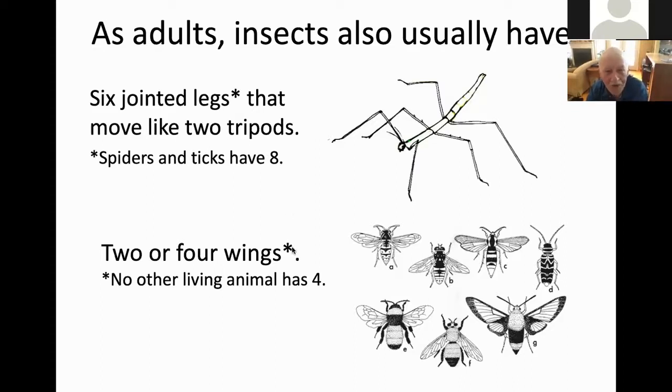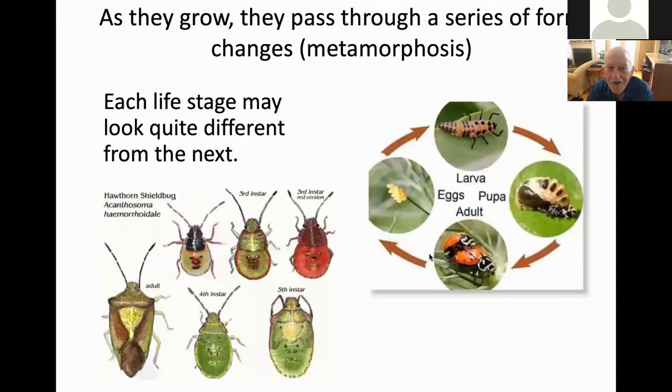But more commonly, they fly. And insects can have typically 4 wings, but one group, the flies, this right here, have only 2 wings. But no other living group of animals has 4 wings. I mean, bats have 2 wings, birds have 2 wings. But if they've got 4 wings, like the moth here, or a wasp, or a bee, then it's got to be an insect. The other thing about insects is that they look very different at the different life stages.